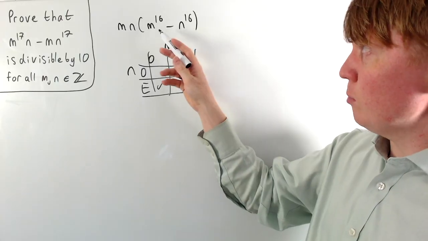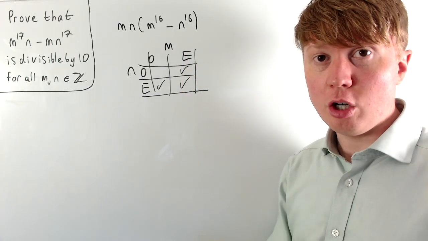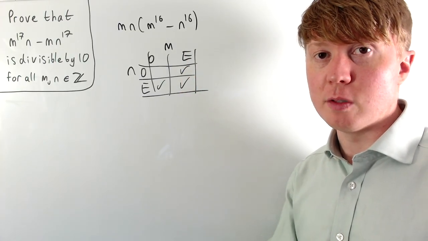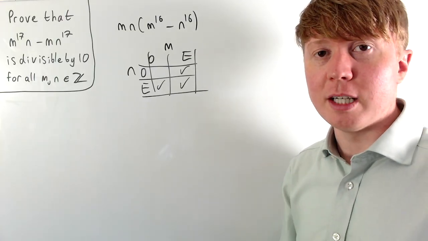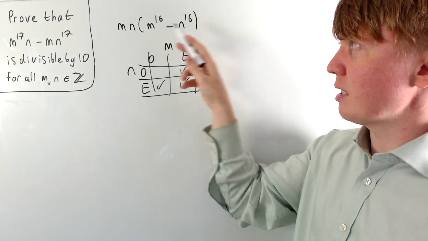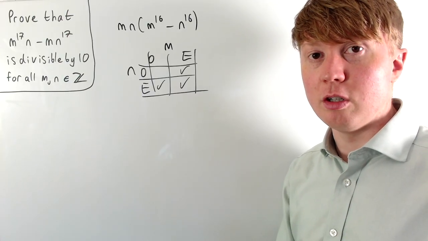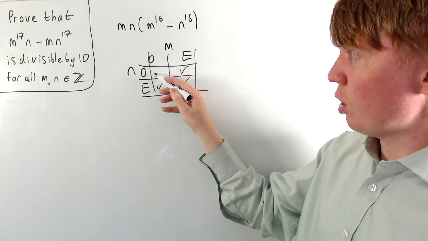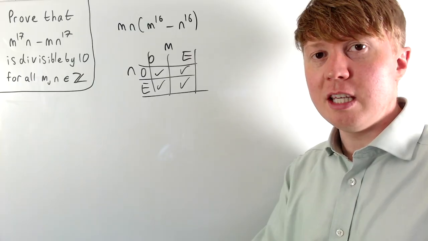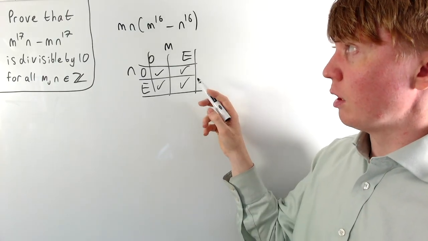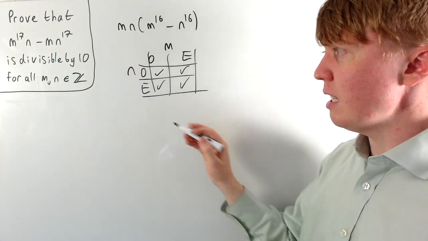But in this case, we've got m to the 16 minus n to the 16. So here, m to the 16 is just an odd number raised to a power, so this is lots of odd numbers multiplied together. And similarly, n to the 16 is a different odd number multiplied by itself over and over. So both of these, m to the 16 and n to the 16, are odd numbers. We have an odd number minus an odd number. So in this case, where m and n are both odd, m to the 16 minus n to the 16 is going to be even. So this tells us that in all four possible scenarios, the original expression we're interested in is definitely going to be even.